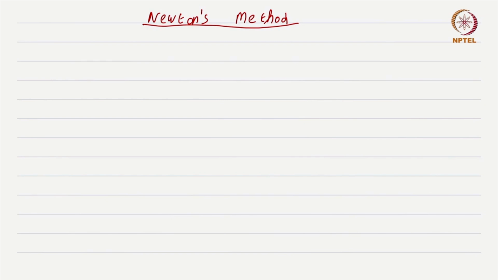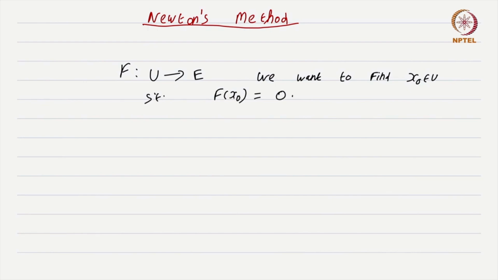In fact, I am going to illustrate it with a commonly used algorithm for finding the square root, and justify it using this linearizing idea. So this is really our first illustration of this idea, Newton's method. Newton's method abstractly is as follows. You have a function f from U to E, and we want to find x naught in U such that f of x naught is equal to 0. In other words, we want to find a 0 of a given function f.